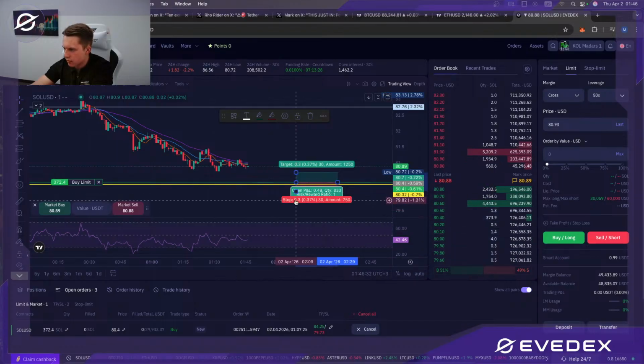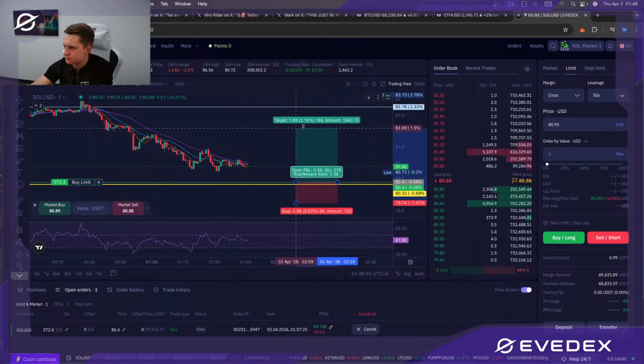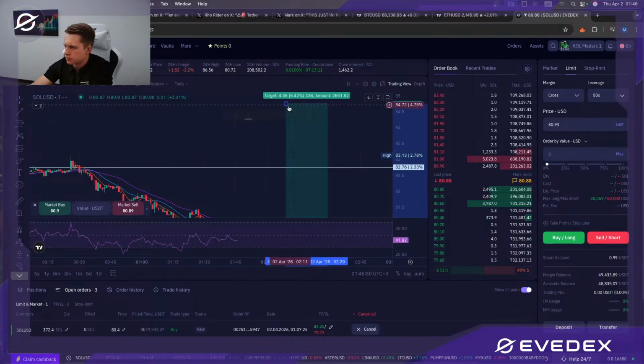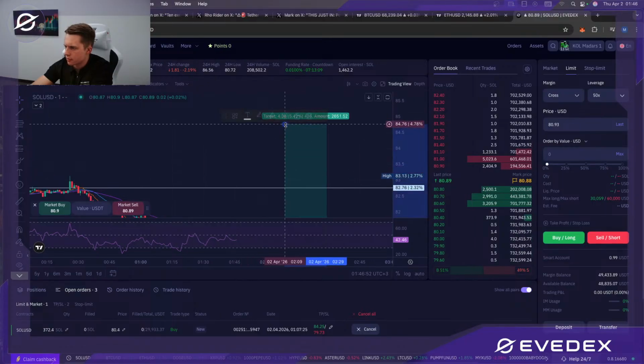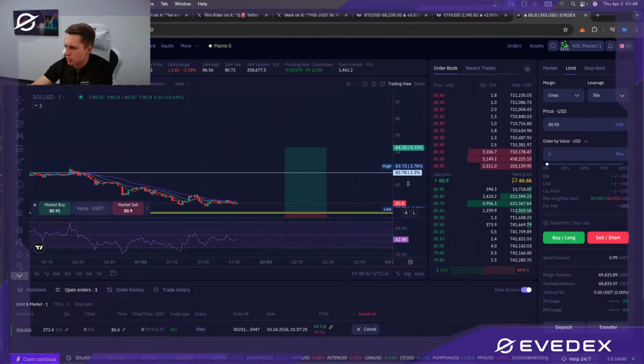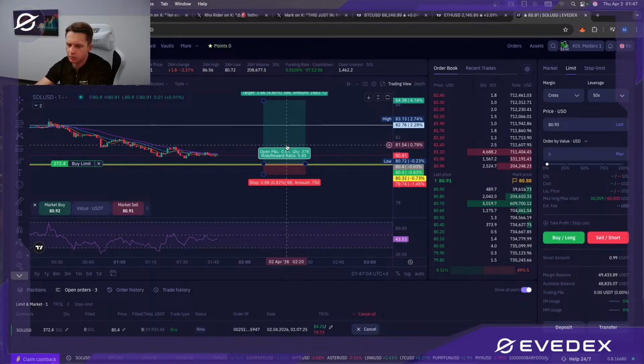$79.73. Well, let's just say 74. And then we have 84.25. Roughly, it's a 5.85 ratio, which is not too high. You can normally take like 1 to 10 ratios, or 10 to 1.